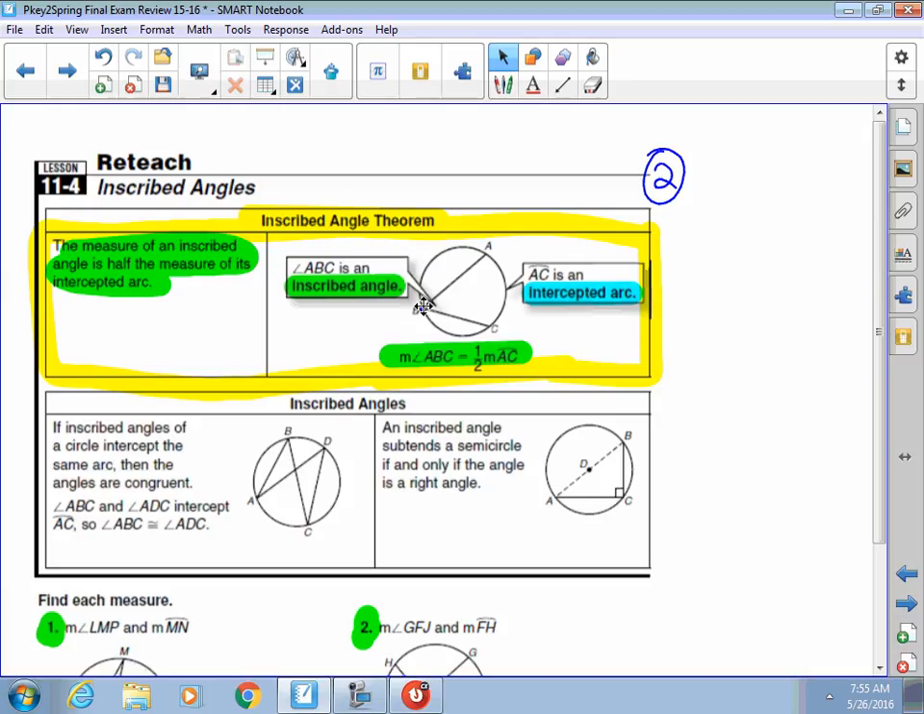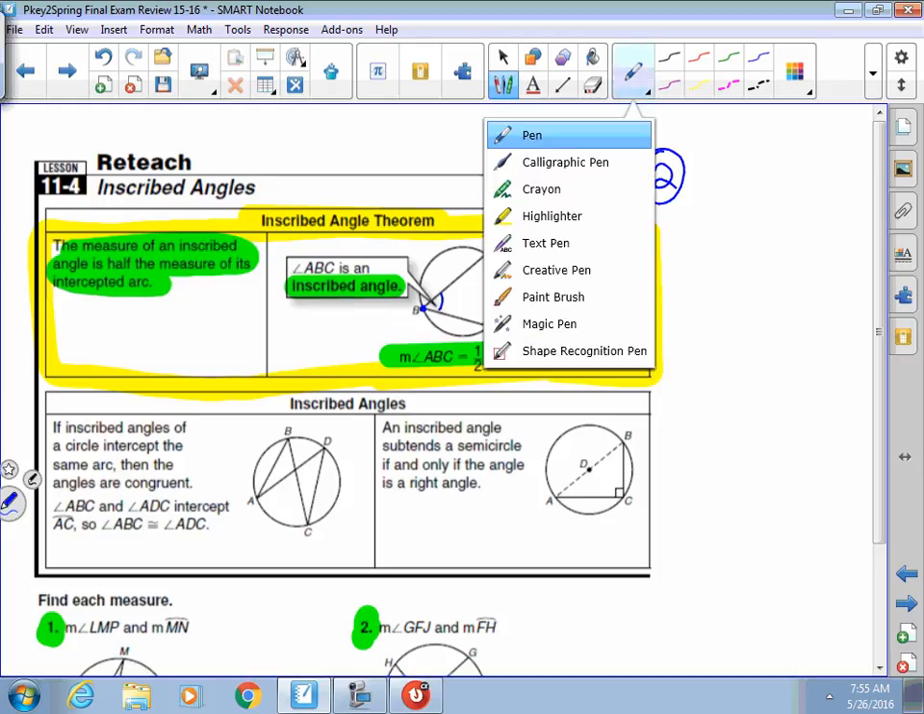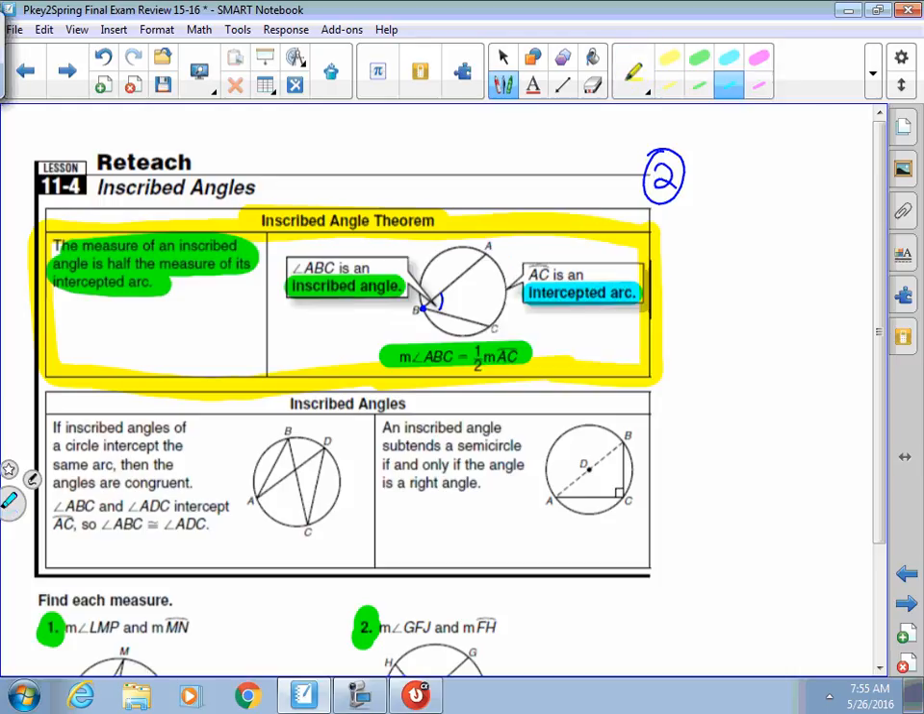The inscribed angle, vertex on the circle, is the angle right there. The intercepted arc, that is the arc between them, okay? So I'm just going to show that that's the arc between the A to the C, excuse me. So it would be half the measure of that arc.